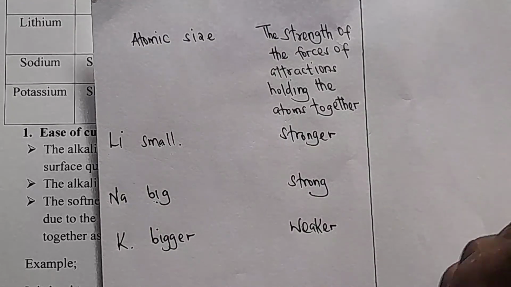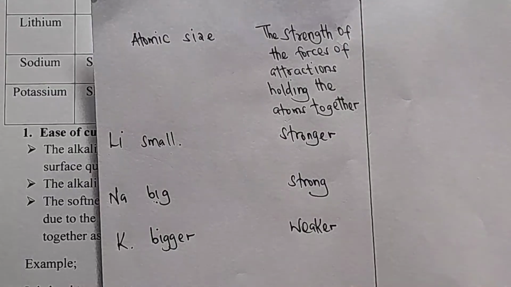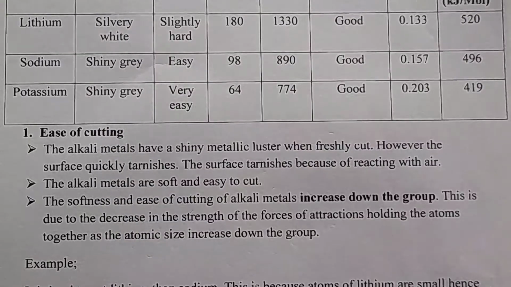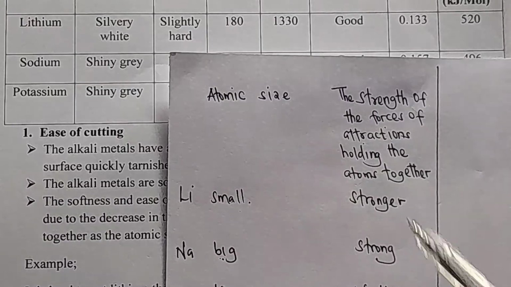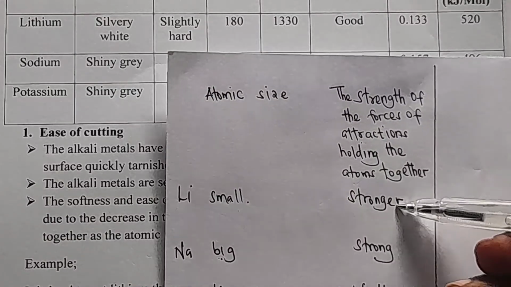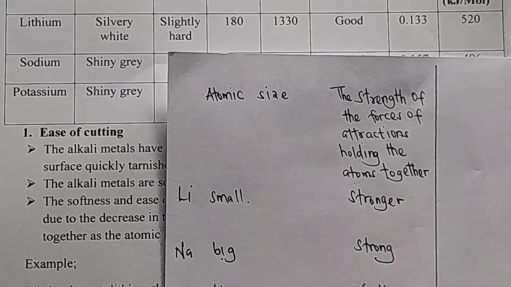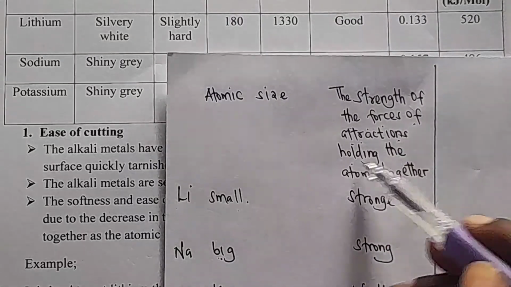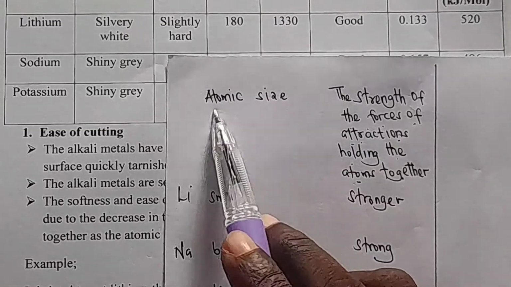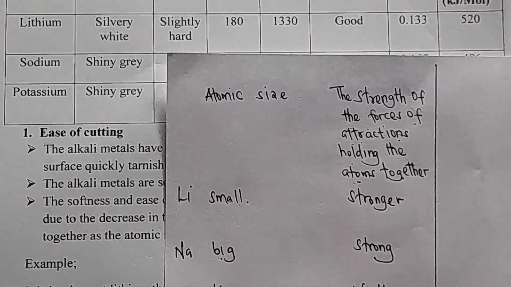So to talk about the ease of cutting of alkali metals, the ease of cutting of alkali metals increases down the group. The way you have seen here, we are told the softness and ease of cutting of alkali metals increases down the group. What is the reason? The reason is, this is due to the decrease. Check the strength. It became strong, then it will become weak or weaker. So there is a decrease in the strength of the force of attraction holding the atoms together as the atomic size is increasing down the group.